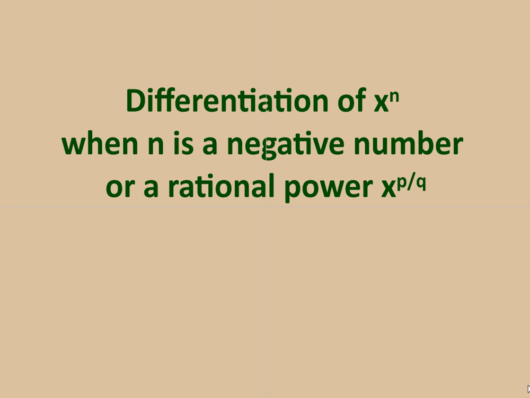In the last video, we had a look at differentiation of x to the n where the power was a whole number. In this video, we're going to have a look where the power is negative and also a rational number, and we find that the rules are exactly the same as previously.